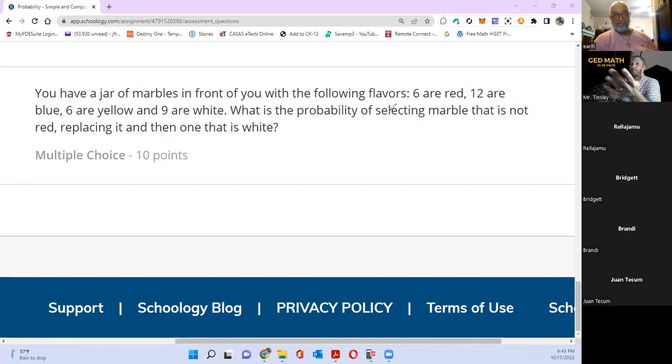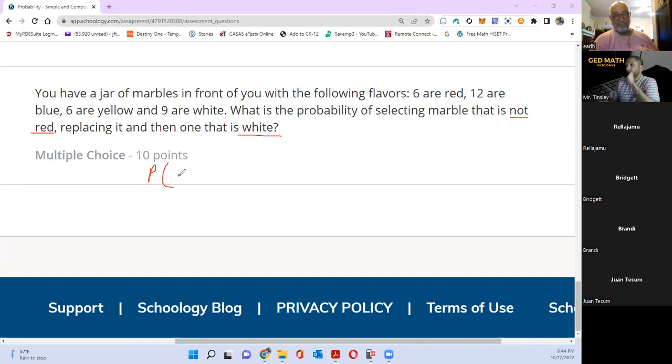So 6 are red, 12 are blue, 6 are yellow, 9 are white. What is the probability of selecting a marble that is not red, replacing it, meaning I'm going to put it back, then selecting a marble that is white? So the first simple probability is what?